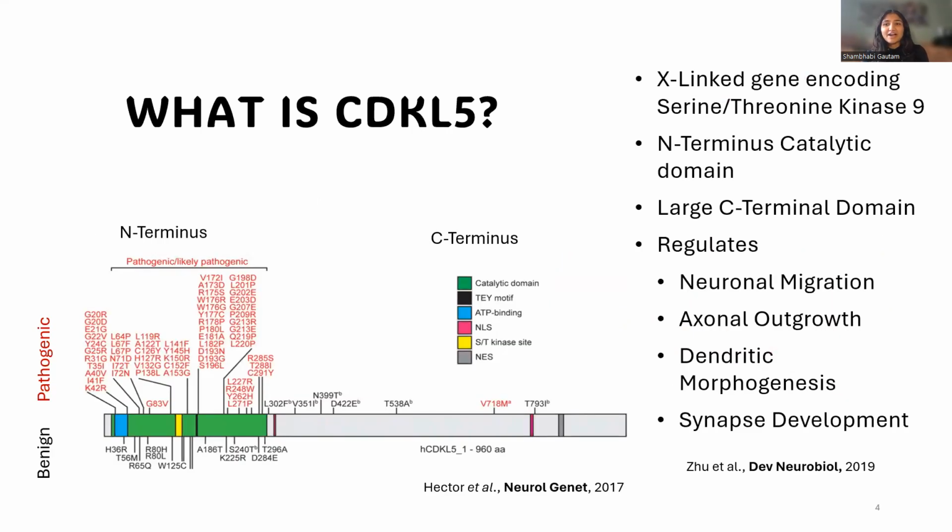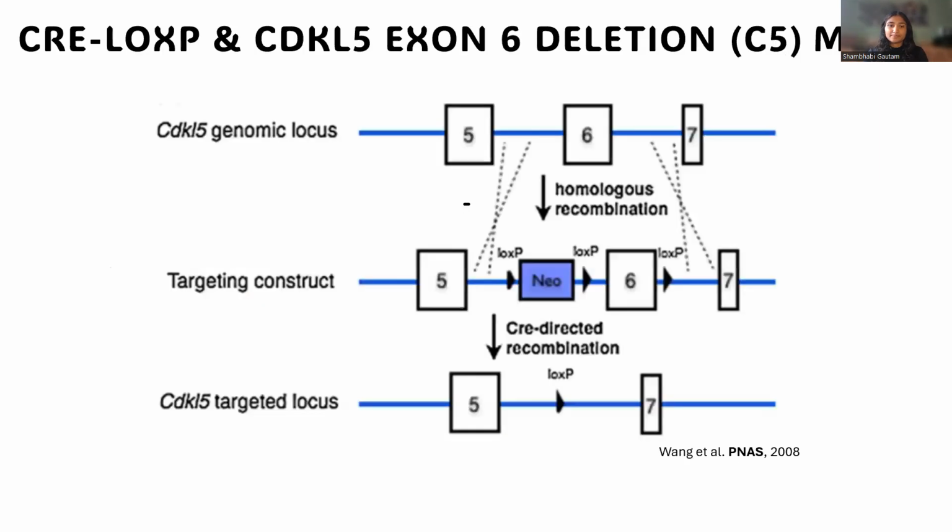So what is CDKL5? CDD is distinct because it is caused by an N-terminus mutation in CDKL5. It is an X-linked gene encoding serine threonine kinase 9. It has two domains, with most pathogenic mutations occurring in the N-terminus because this is the part of the protein that directly interacts with substrates. So mutations are more prone to cause problems. More specifically, mutations can cause issues in neuronal migration, axonal outgrowth, dendritic morphogenesis, and the development of synapses.